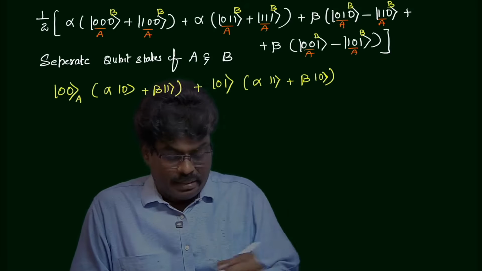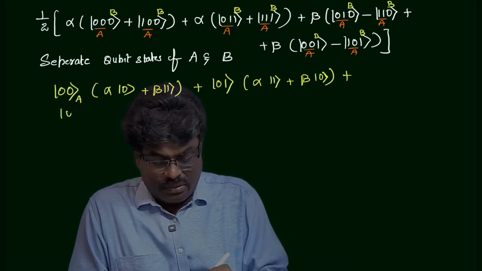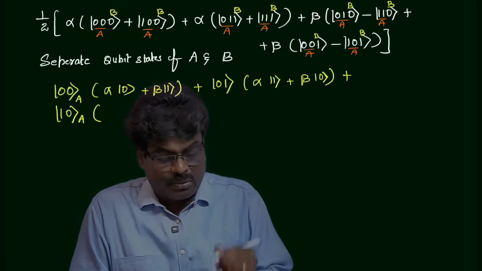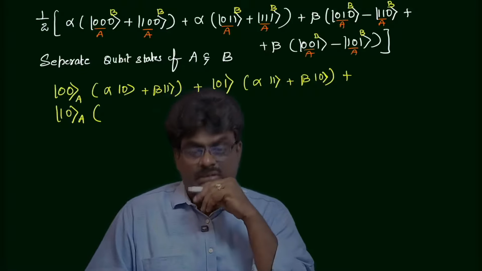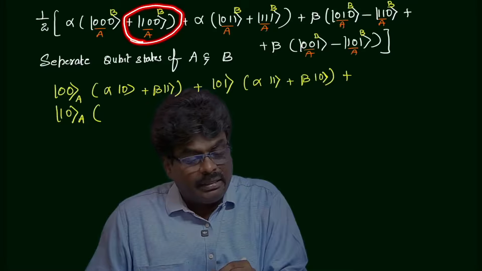Next I am taking 1 0, which belongs to A. So where is this 1 0 state? Here and here.